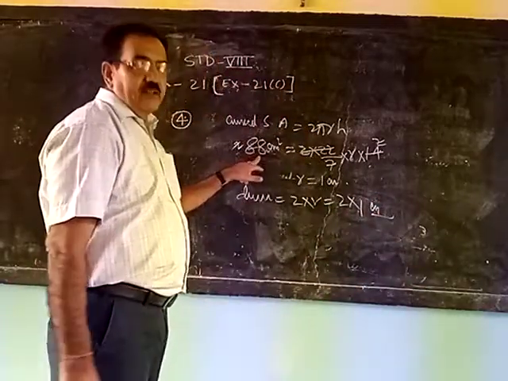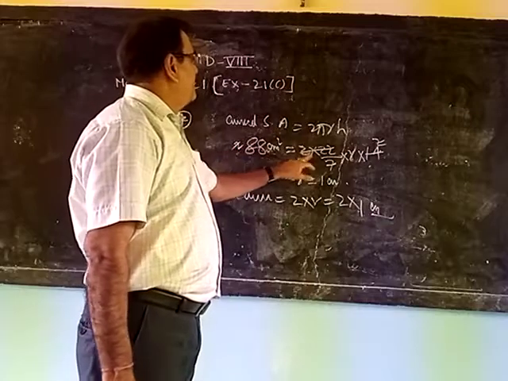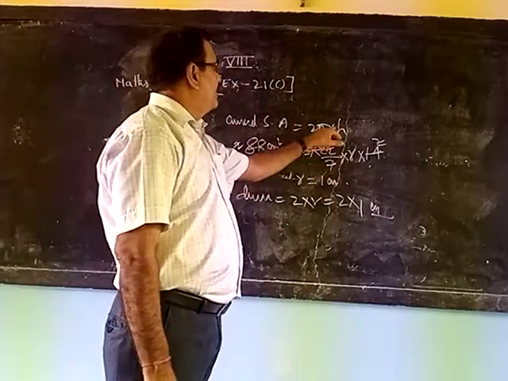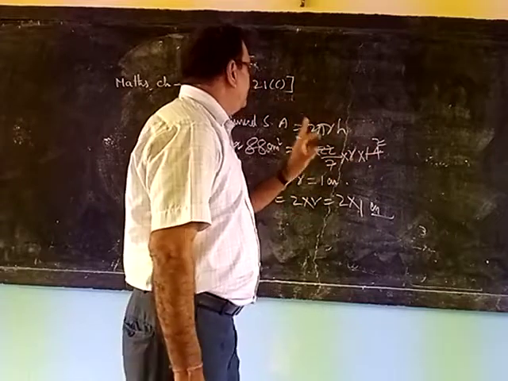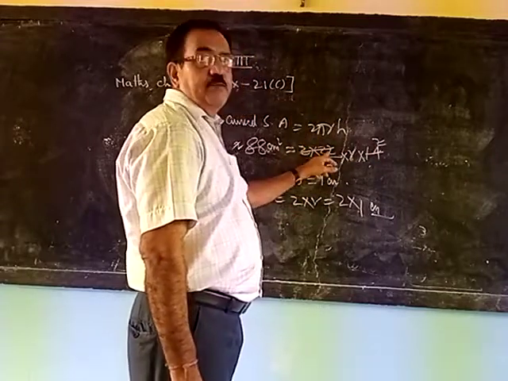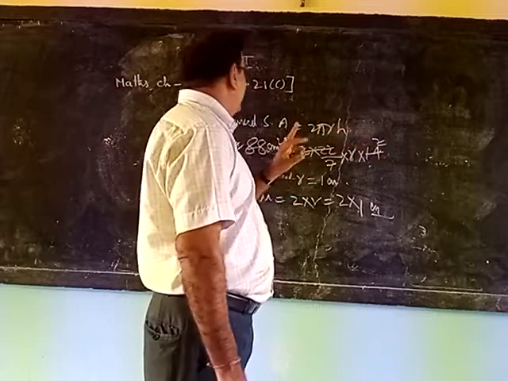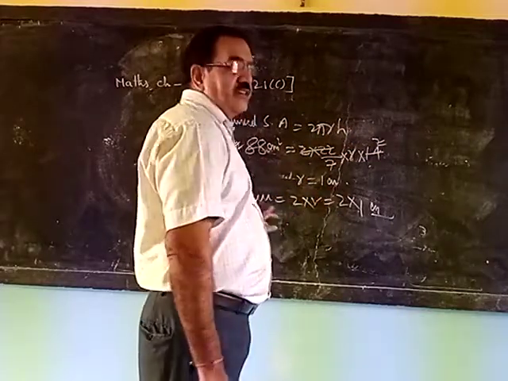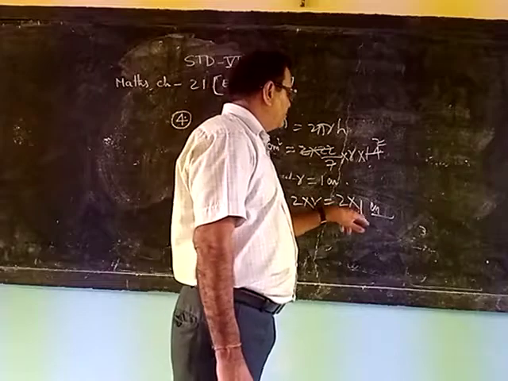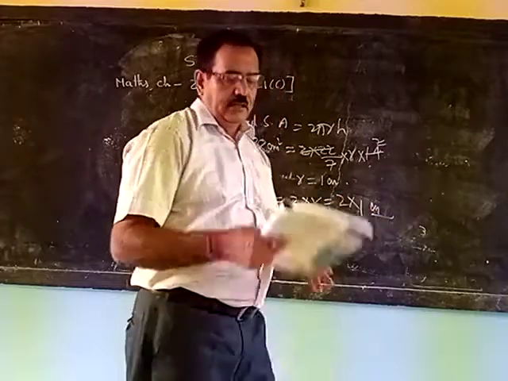So 88 is given once again, the curved surface area. 2 pi value is 22 by 7. R we have to find. H is given, 14. 7 times 14, 2. So 2 into 22 means 44, 44 into 2 means 88. Cancel. So r is equal to 1 centimeter. So the diameter is double the radius, meaning 2 into 1, that is 2 centimeter. Thank you.